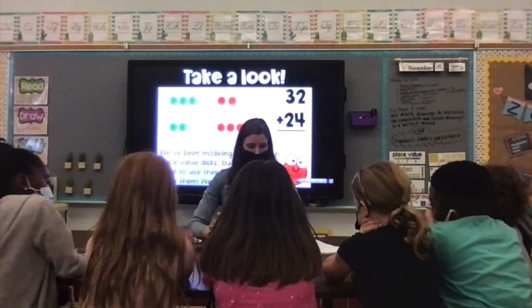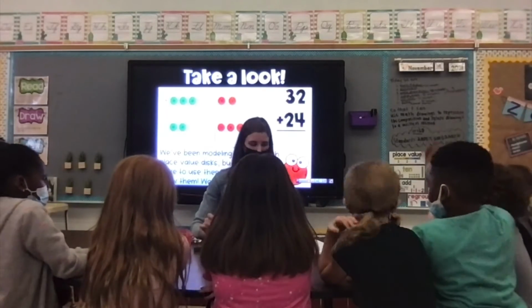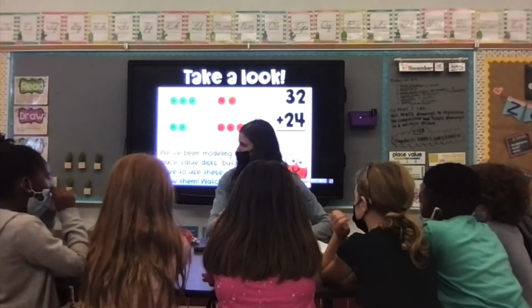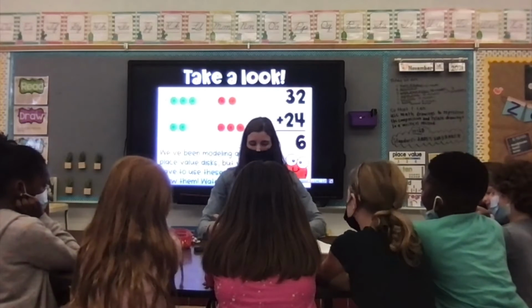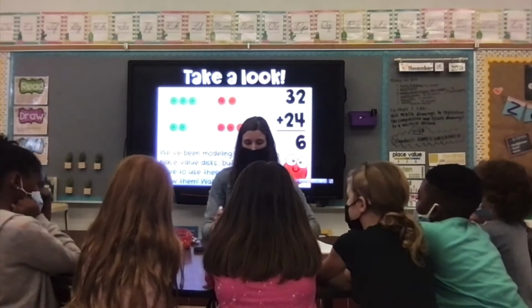But let's add up. What is 2 1s plus 4 1s? 6 1s. It is going to be 6 1s. Do I need a bundle of 10? No. Right? And so for my 1's answer, I'm going to write it just below my 1's. Right? So all my 1's are stacked up on top of each other. You see that? Alright, now where do we go to add next?